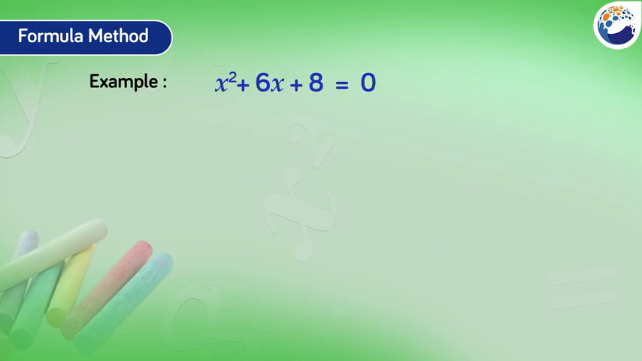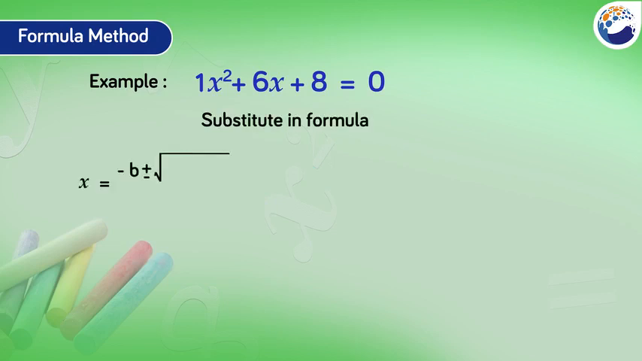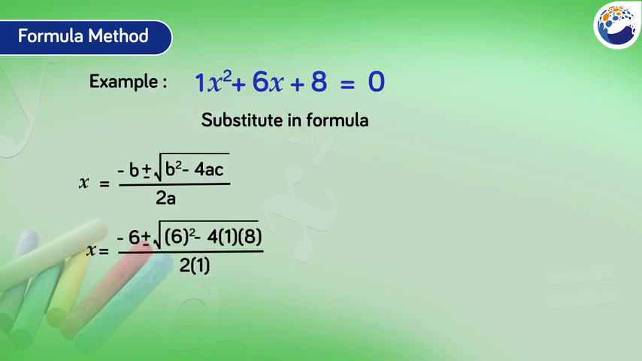Step 1. Comparing the given equation with ax² + bx + c = 0, we get a = 1, b = 6 and c = 8. Step 2. Substitute in the formula. x = (-b ± √(b² - 4ac)) / 2a. x = (-6 ± √(6² - 4 × 1 × 8)) / (2 × 1). x = (-6 ± √(36 - 32)) / 2.